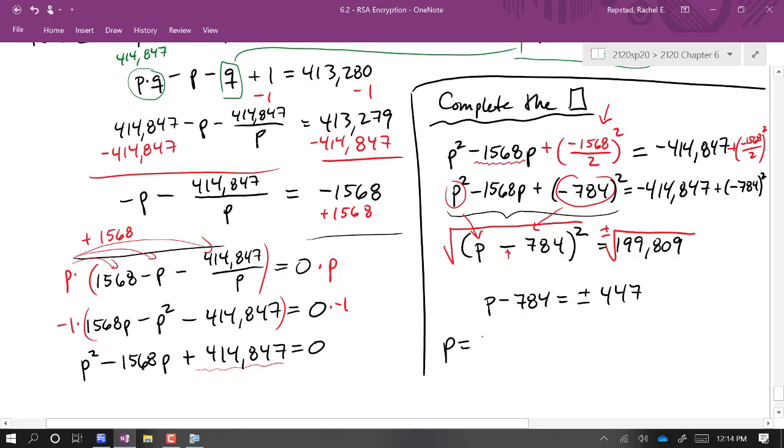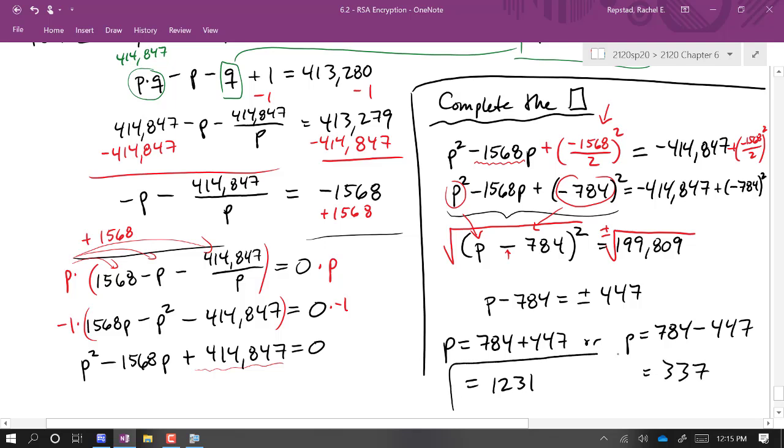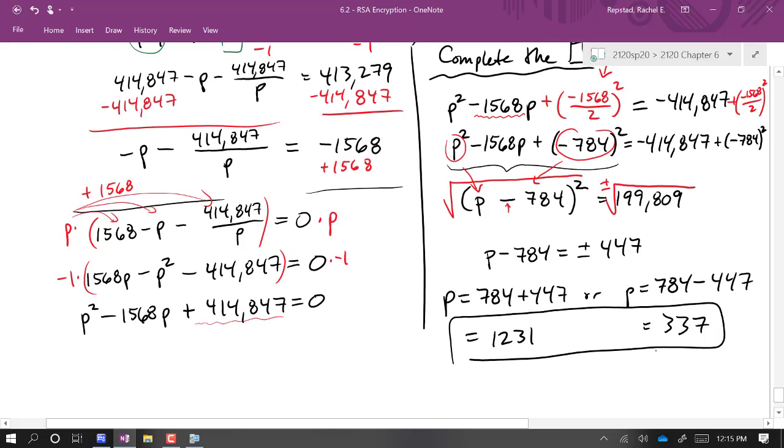That means that p is, if I add 784 to both sides, we get 784 plus 447, or p is 784 minus 447. So we get 1231 and 337. And these are the two primes that we're looking for.